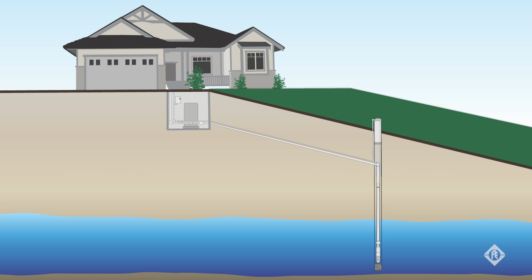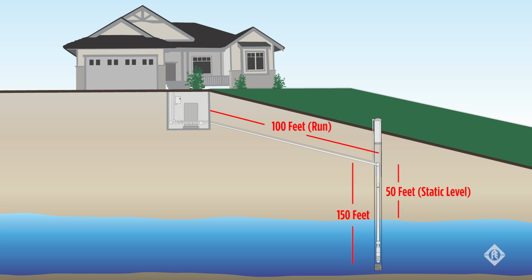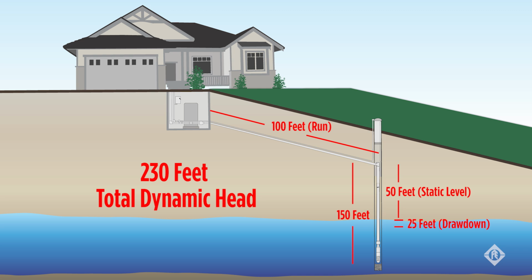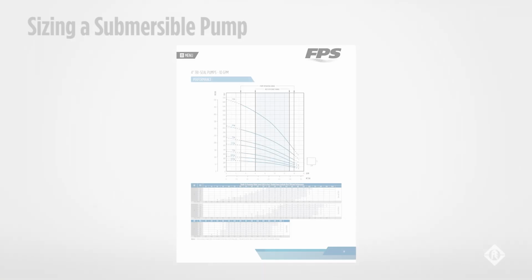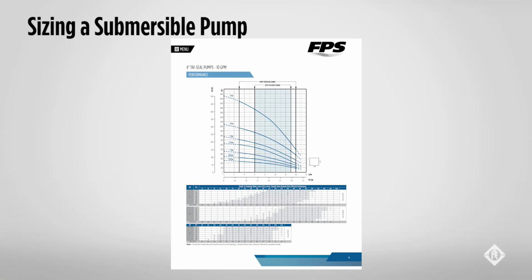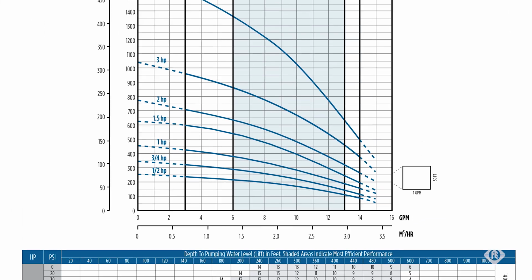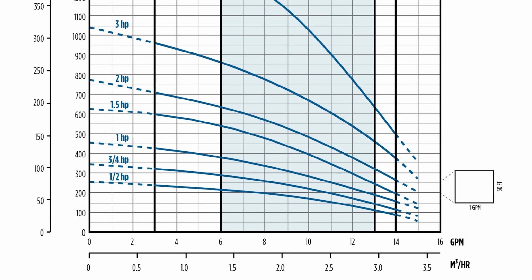For this example, we will say that the house and well are separated by 100 feet and the pump is set at 150 feet with static at 50 feet and a drawdown of 25 feet. With those rough numbers, we will find that we are looking at an estimated 230 feet total dynamic head. This includes several details which need to be considered in sizing. Using the 230 feet of head, we will look at a 10-gallon-a-minute rated pump since that is the flow we want and the most efficient design for this application.